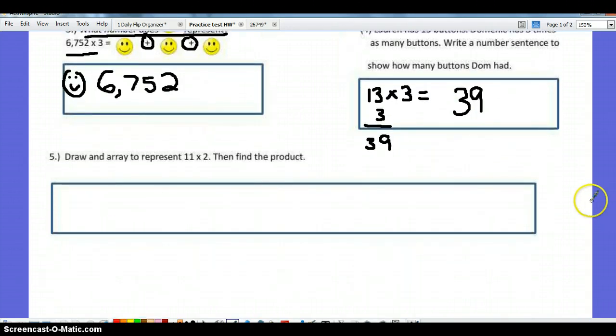An array is nothing but a picture of columns and rows that represent a product or multiplication. In this case, 11 by 2. So I'm going to set up 2 rows of 11.